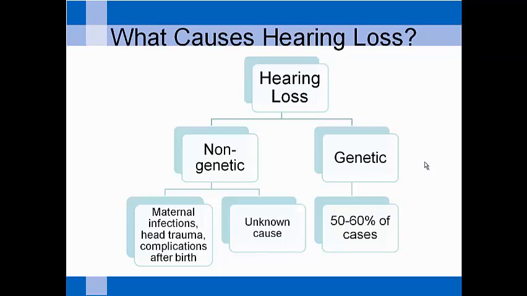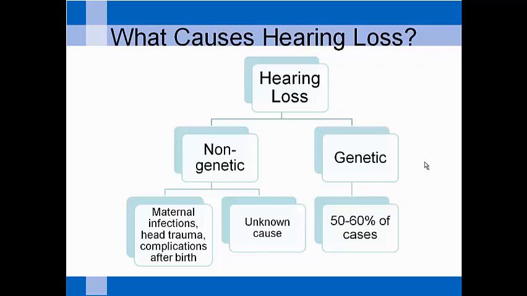So what are some causes of hearing loss? You can kind of take hearing loss and separate it into 2 different categories. You have your genetic category, where it tends to be a dominant trait, or a recessive one but both parents tend to have that recessive trait, and a lot of the cases with genetics are attributed to that. So that's about 50 to 60% of the hearing loss cases. The other half are the non-genetic cases.